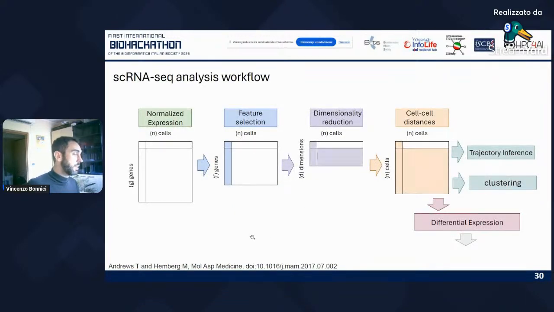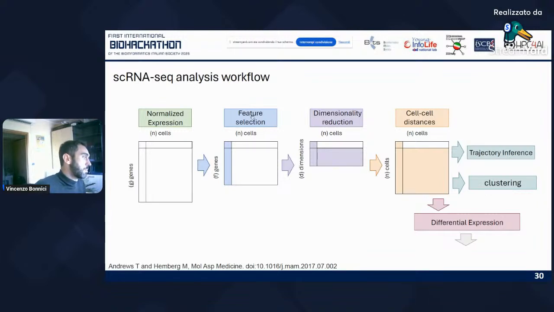So at the end, through these steps we obtained these normalized expressions. So we have cells and genes. For each cell, we know the expression level of each gene. It can be the opposite: you have cells as rows and genes as columns. And from now on, you want to perform your real computational analysis in order to obtain something that has some biological meaning.